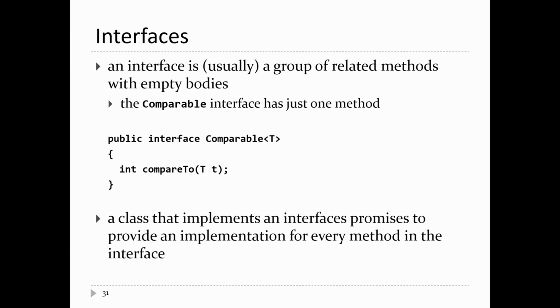So if you've got a class like Point2 and you want points to be sortable, you can make your Point2 class implement this interface. When you implement the interface, your job is to provide a method that looks like that inside your class.